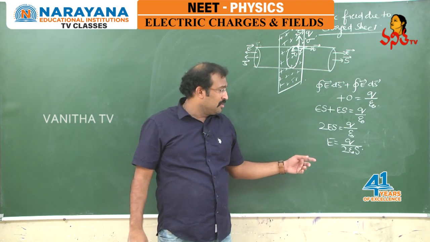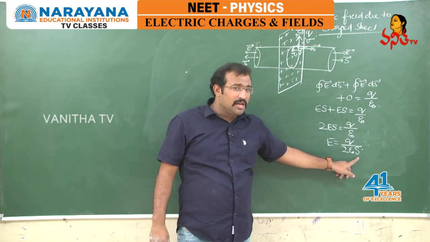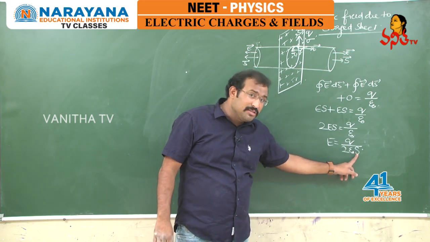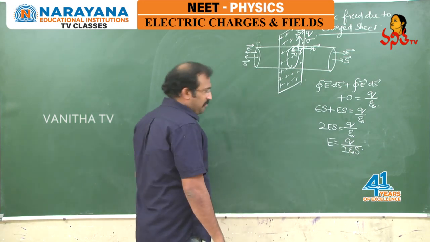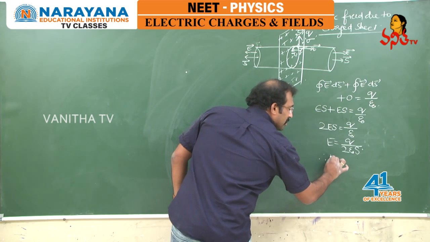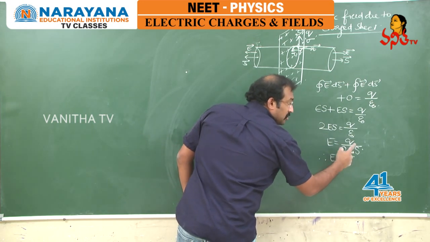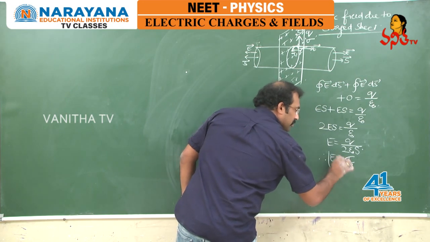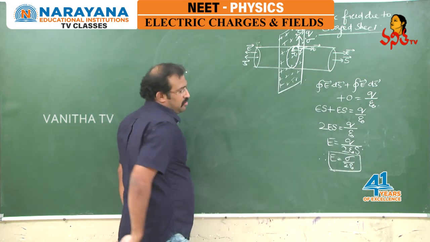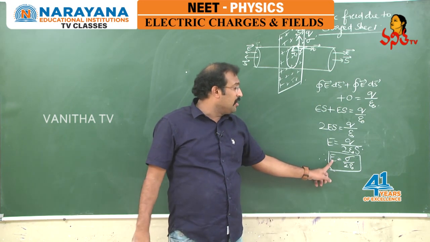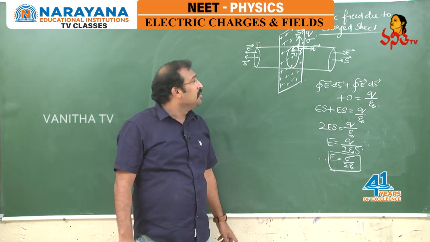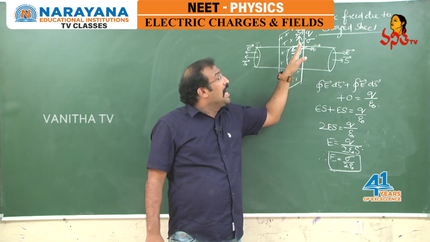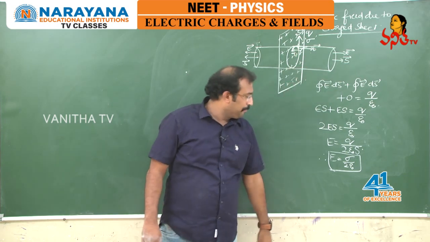We know that the charge per unit area is the surface charge density. Therefore, I can write this as E is equal to sigma by 2 epsilon naught, as charge per unit area is sigma. This is the way that we can find the electric field due to a charged sheet.